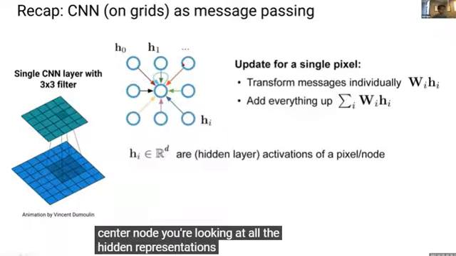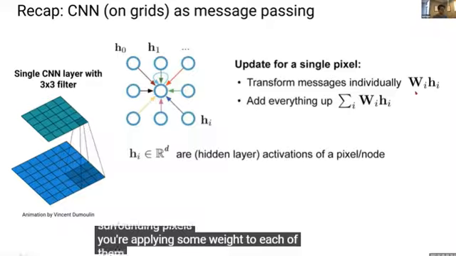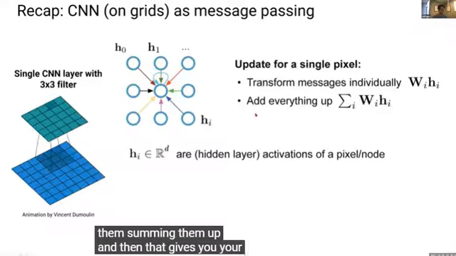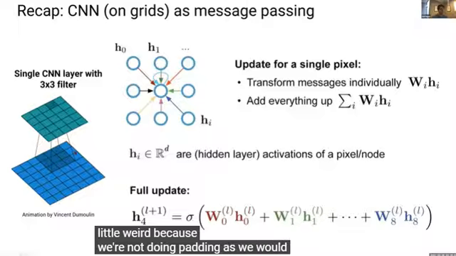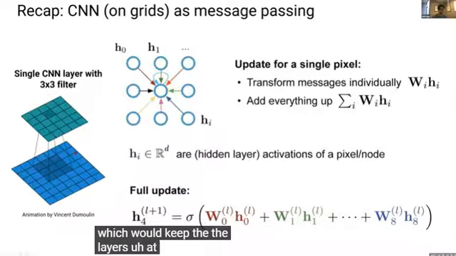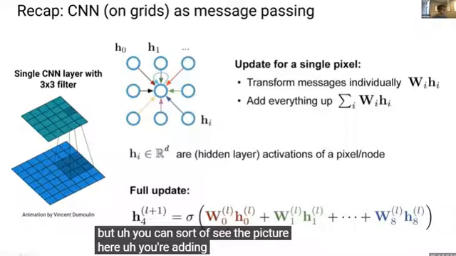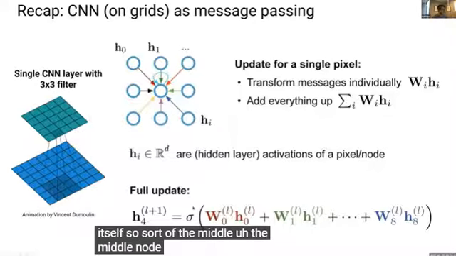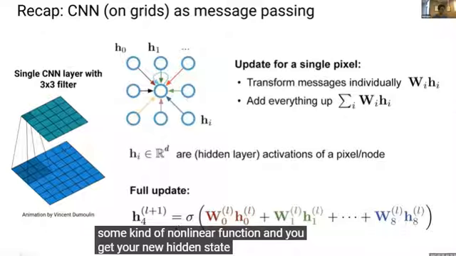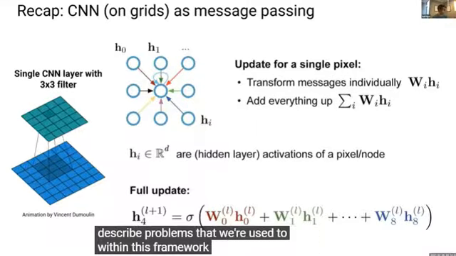You're looking at all of the hidden representations, which in this case are just the literal RGB values, or the RGB vectors, if it's the actual input image, of all of the surrounding pixels. You're applying some weight to each of them, summing them up, and then that gives you your updated hidden representation for this center node. This looks a little weird because we're not doing padding as we would normally do in the context of a CNN, which would keep the layers at the same level, and we're not doing striding and those sorts of things, but you can sort of see the picture here. You're adding up, with a bunch of different weights, the hidden representations of the neighbors and also itself, so the middle node, and then you're applying some kind of nonlinear function, and you get your new hidden state for the center. So it's kind of nice because we can describe problems that we're used to within this framework.